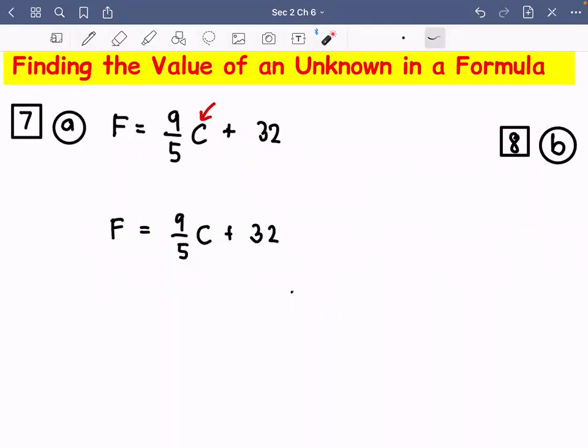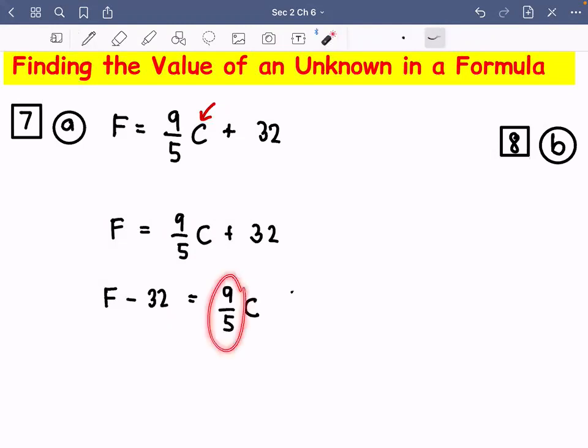We have F is equal to 9 over 5 C plus 32. We need to make C the subject of the formula. So here, I just wrote the whole equation again. First things first, I'm going to transpose 32 to the left side, because I want C isolated on this side. I'm keeping this positive. So what happens here is F minus 32 equals 9 over 5 C.